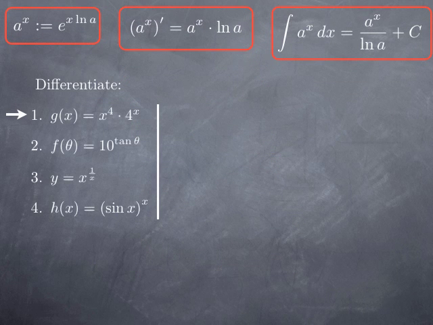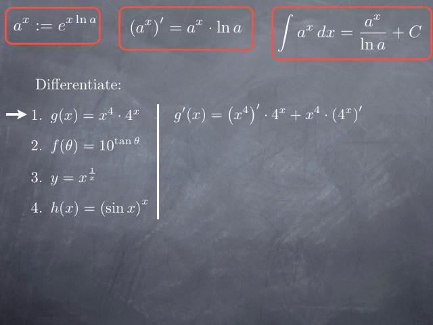So now let's apply this formula for the derivative in particular to a few examples, starting with the function g of x defined by x to the fourth multiplied by 4 to the x. And let's say we want to differentiate that. So that's a product. We're going to use the product rule.